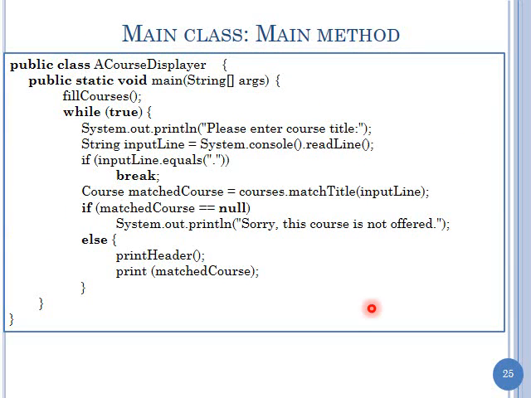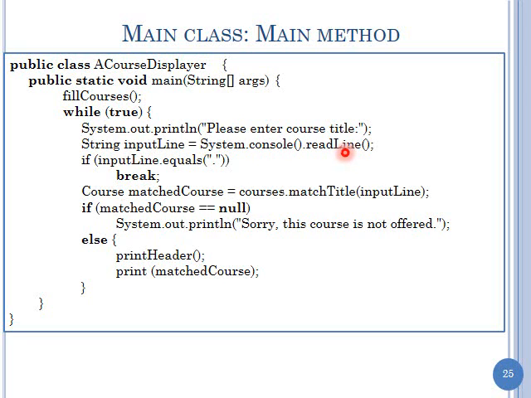And my main method has first a method called fill courses that we're going to change in the next slide deck. For now, it just has some predefined courses filled in, so that I can make my example work. Then it goes in a loop and asks the user to enter the title. There are so many different versions of readline, I'm not even sure which one I'm using here.